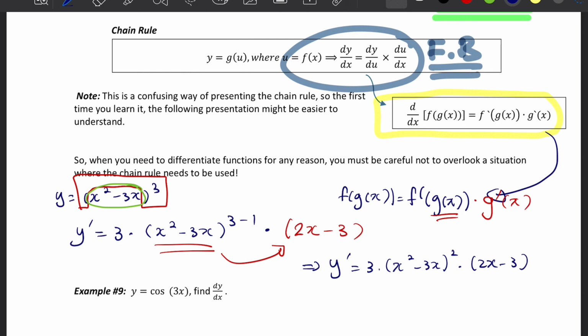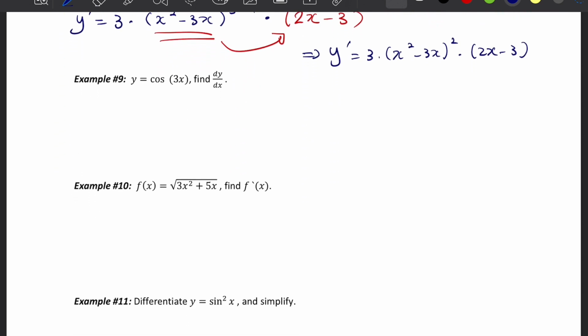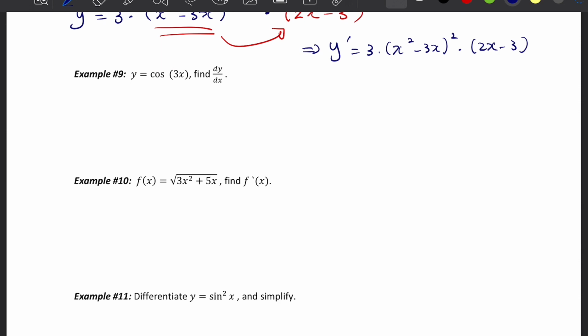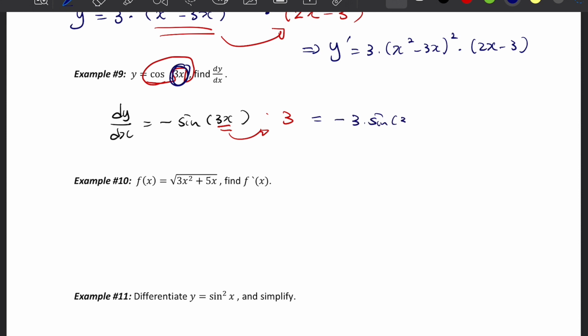Then let's do example 9. When you look at example 9, we have y equals cosine 3x. We need to find dy over dx. You can say the cosine is our outer function and 3x is our inside function. Then dy over dx: when you differentiate cosine, it becomes negative sine 3x, and we don't do anything to the inside, right? Then you take the inside and differentiate it, so it becomes 3. So your final form is negative 3 times sine 3x.